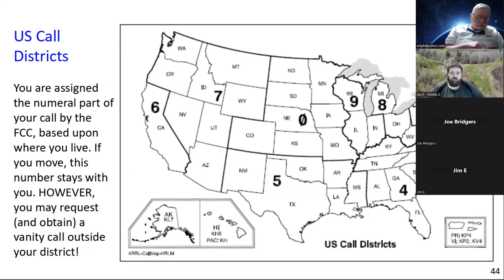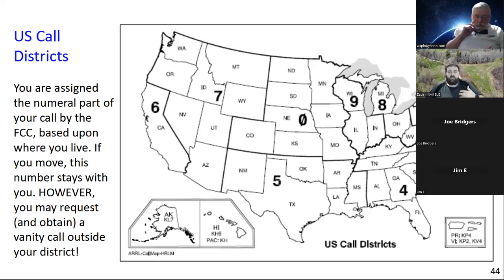And you have all these other areas around the country. When you move, unless you change your call sign explicitly, that number comes with you. You can also get a vanity call sign with a different number. So even though most people around here are going to have a 4 in their call sign, sometimes you'll meet somebody that has a 5 or a 2 or a 6 or any number from 0 to 9, other than 4.